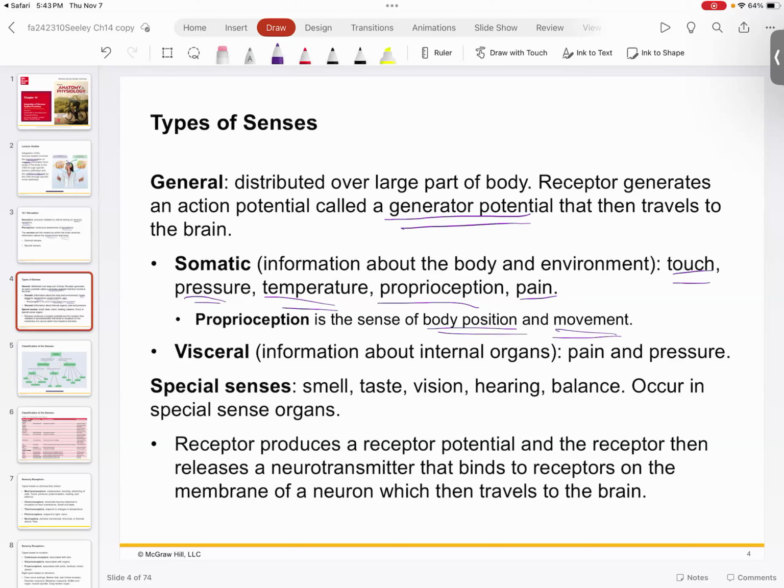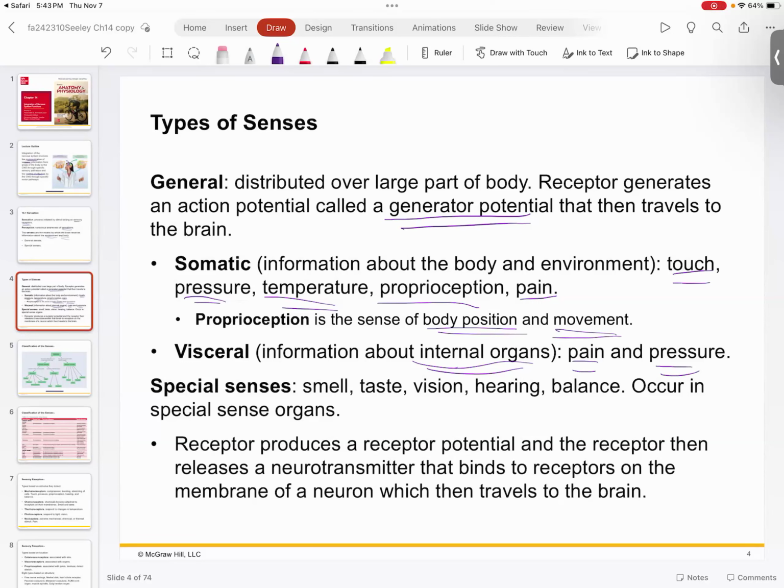Now, those are somatic in nature. There's also what's called visceral, right? These are associated with your internal organs, your visceral organs. Oftentimes these will bring back information associated with pain and pressure in those internal organs. So those are all general senses. It's like a global information grab on a lot of different levels for a lot of different inputs.